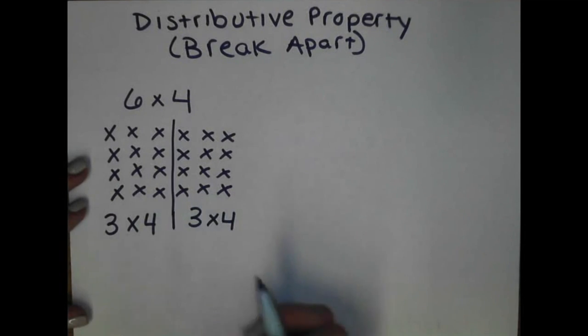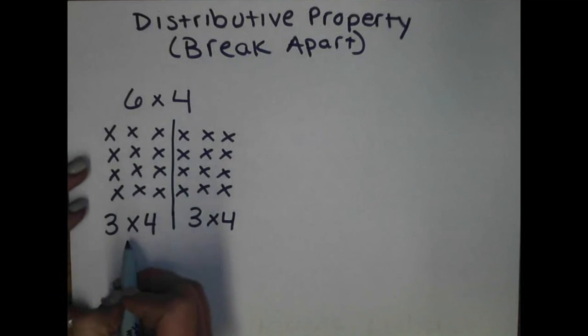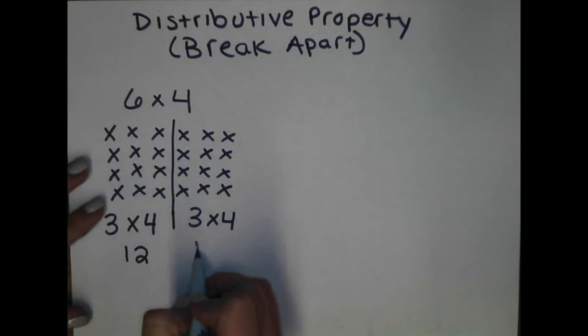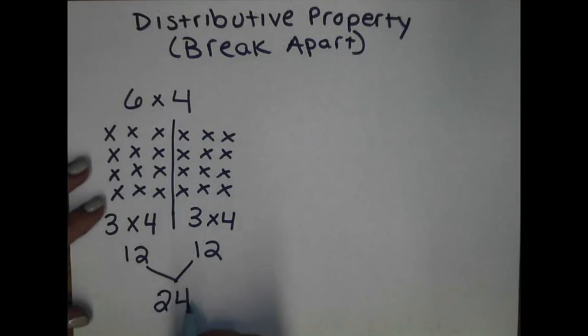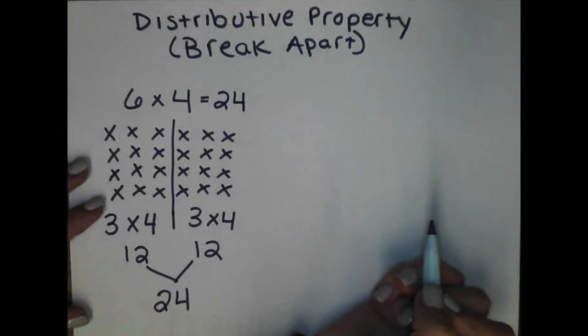Now what I'm going to do is find the product for each. If I look at my array here, 3 times 4 equals 12, and 3 times 4 here equals 12. What I'm going to do now is add these 2 products together. So 12 plus 12 is 24. So that means that 6 times 4 has a product of 24.